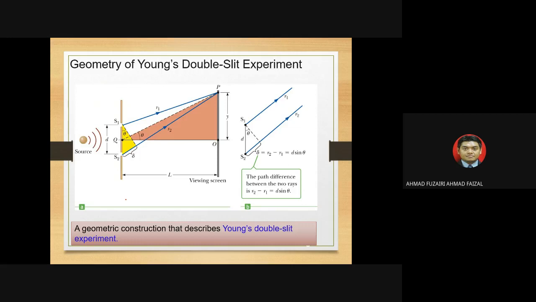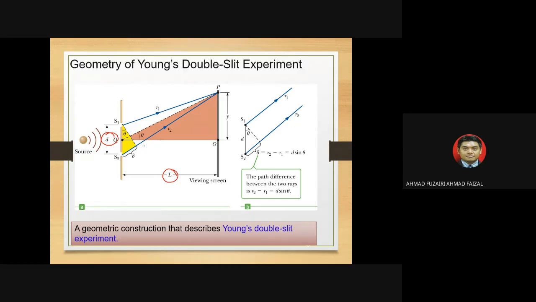You should consider the slits are separated by d. Ini antara benda-benda yang penting ya. The small letter d is the measurement of the distance between S1 and S2. Okay, another one is the L. L is the length from the slit to the screen. Okay, that is number one.